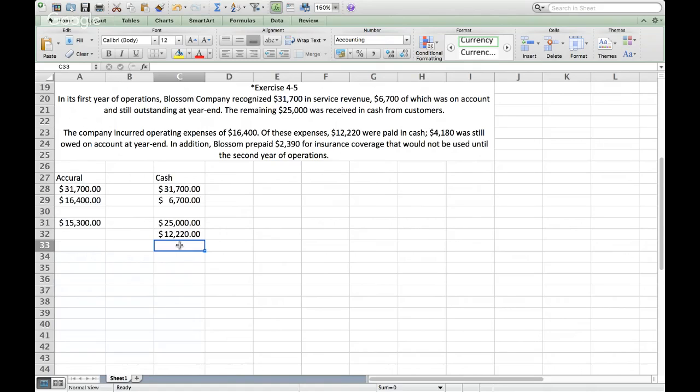So then if we go a little bit further into the question, it says that they prepaid, which is an asset. Prepaid insurance is an asset, and so they prepaid $2,390 that won't be used until the second year of operations. So once we take those numbers, we take the $25,000 that we started with after the service revenue minus the accounts receivable, and then we have the $12,220 that were paid in cash for the expenses, and then the $2,390 for the insurance coverage. You come up with a grand total of $10,390.